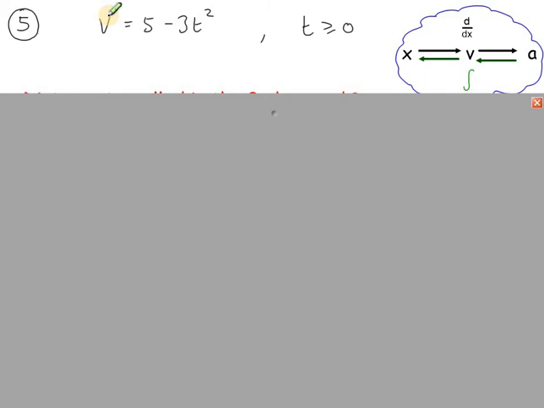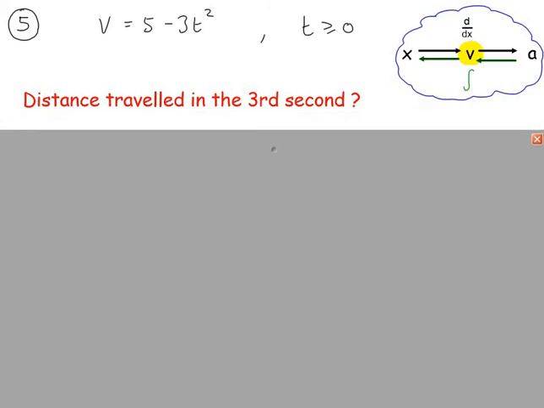Example 5, we're given a velocity function. So we are here, and we want to work out distance traveled. In our diagram, we want to come in this direction, so some integration is required.